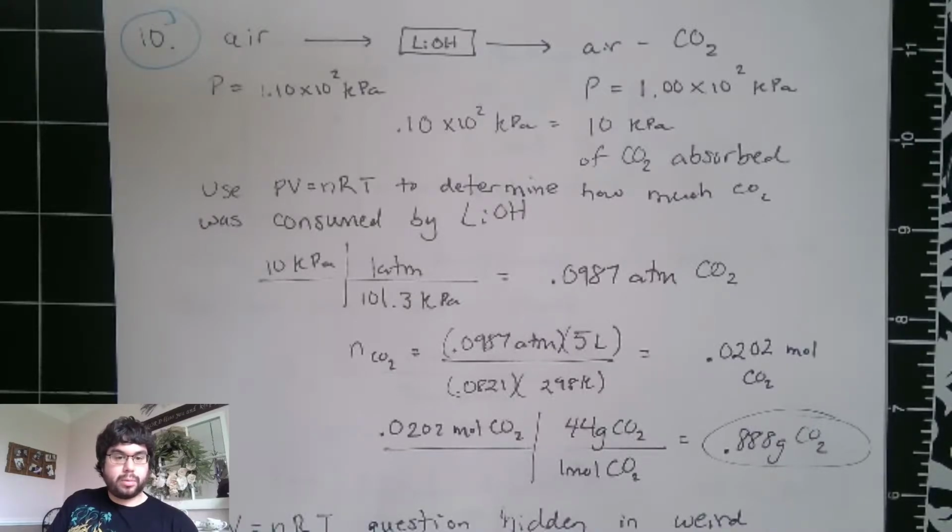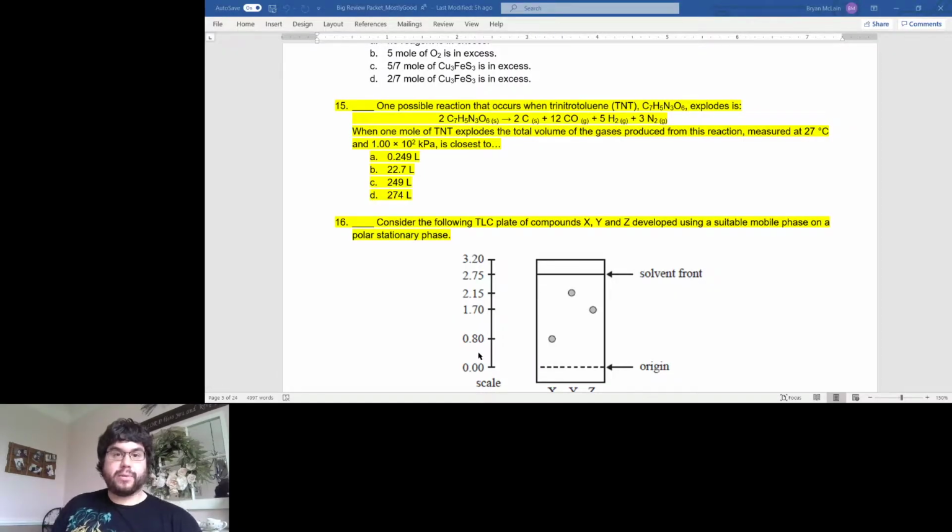Let me bring that up. So question 15 says, one possible reaction that occurs when trinitrotoluene, TNT, explodes is, and see that reaction equation there. When 1 mole of TNT explodes, the total volume of the gases produced from this reaction measured at 27 degrees Celsius and 100 kPa is closest to.